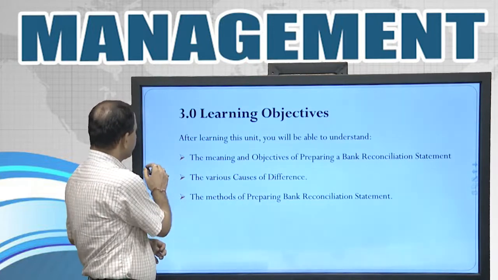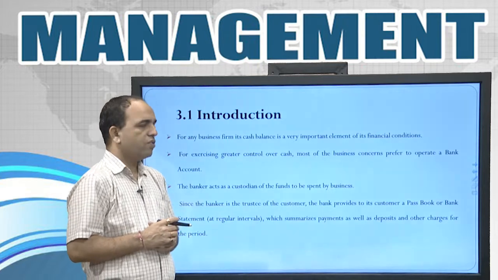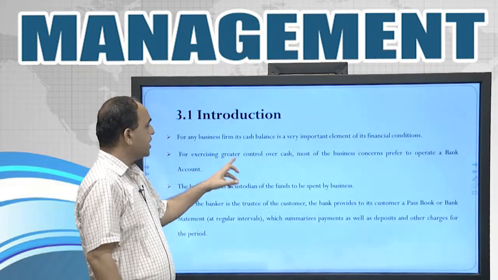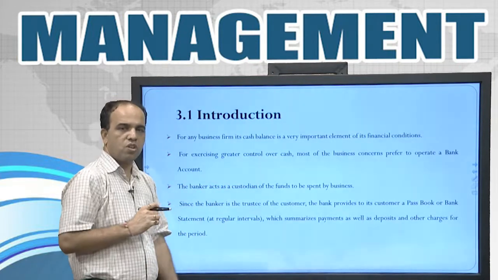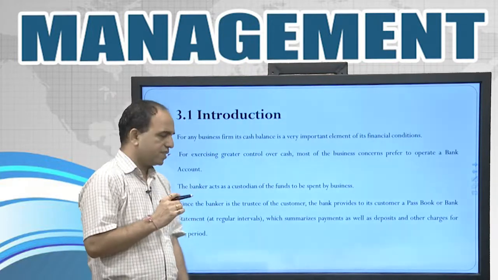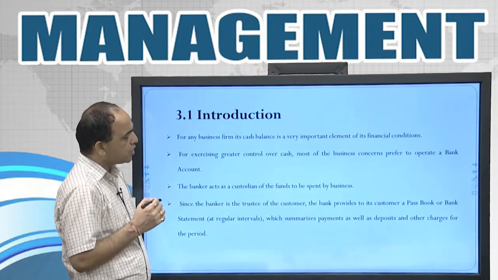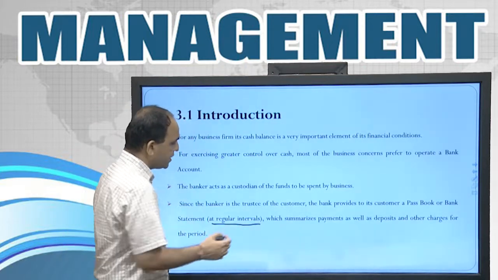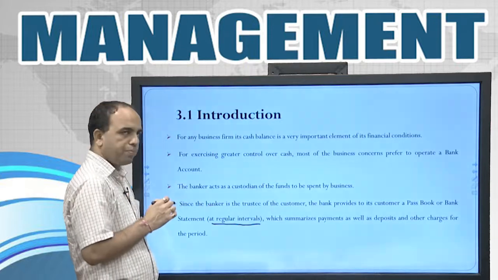So, friends, for any business firm, cash is very important. As I said, cash is considered as a king in business. For exercising greater control over cash, most of the business concerns prefer to operate a bank account. The bankers act as a custodian of the fund to be spent by business. Since the banker is the trustee of the customer, the bank provides to the customer a passbook or bank statement on a regular interval basis, which summarizes payments as well as deposits and other charges for the period.